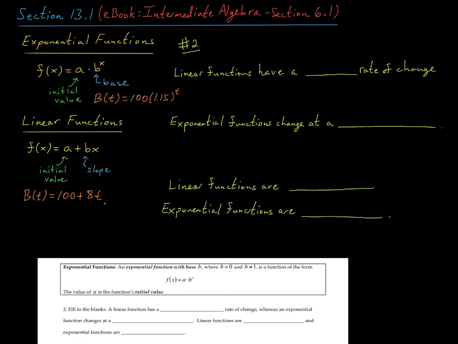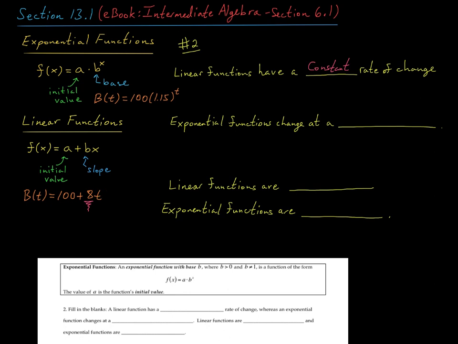So for question 2 on the worksheet, it says to fill in the blanks, and it says a linear function has a blank rate of change. Like in part A, that rate of change was $8 each month. And that's of course just the slope. And the key thing there is that for a linear function, that rate of change is constant. You're just always contributing the same amount. So again, the balance, just $8 every month.